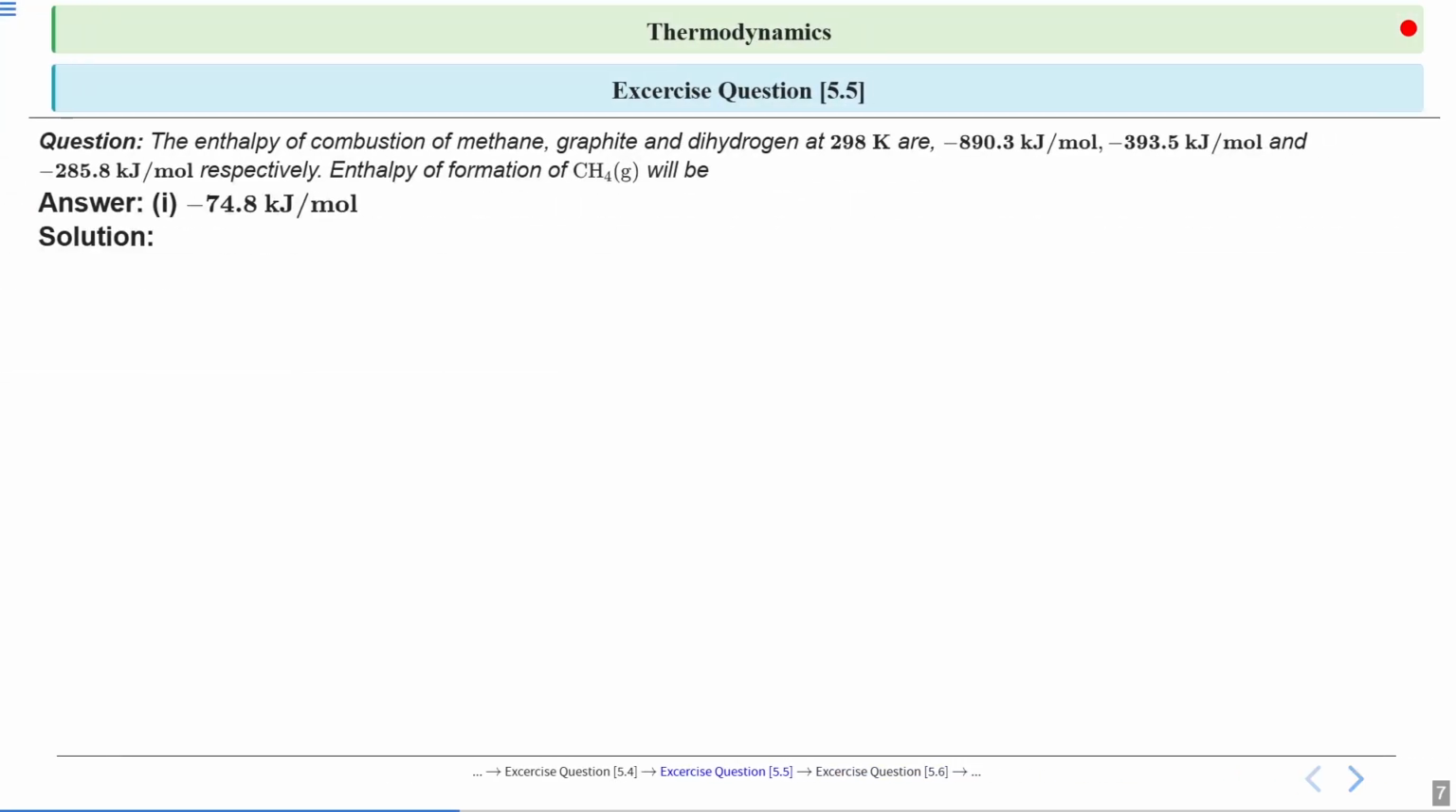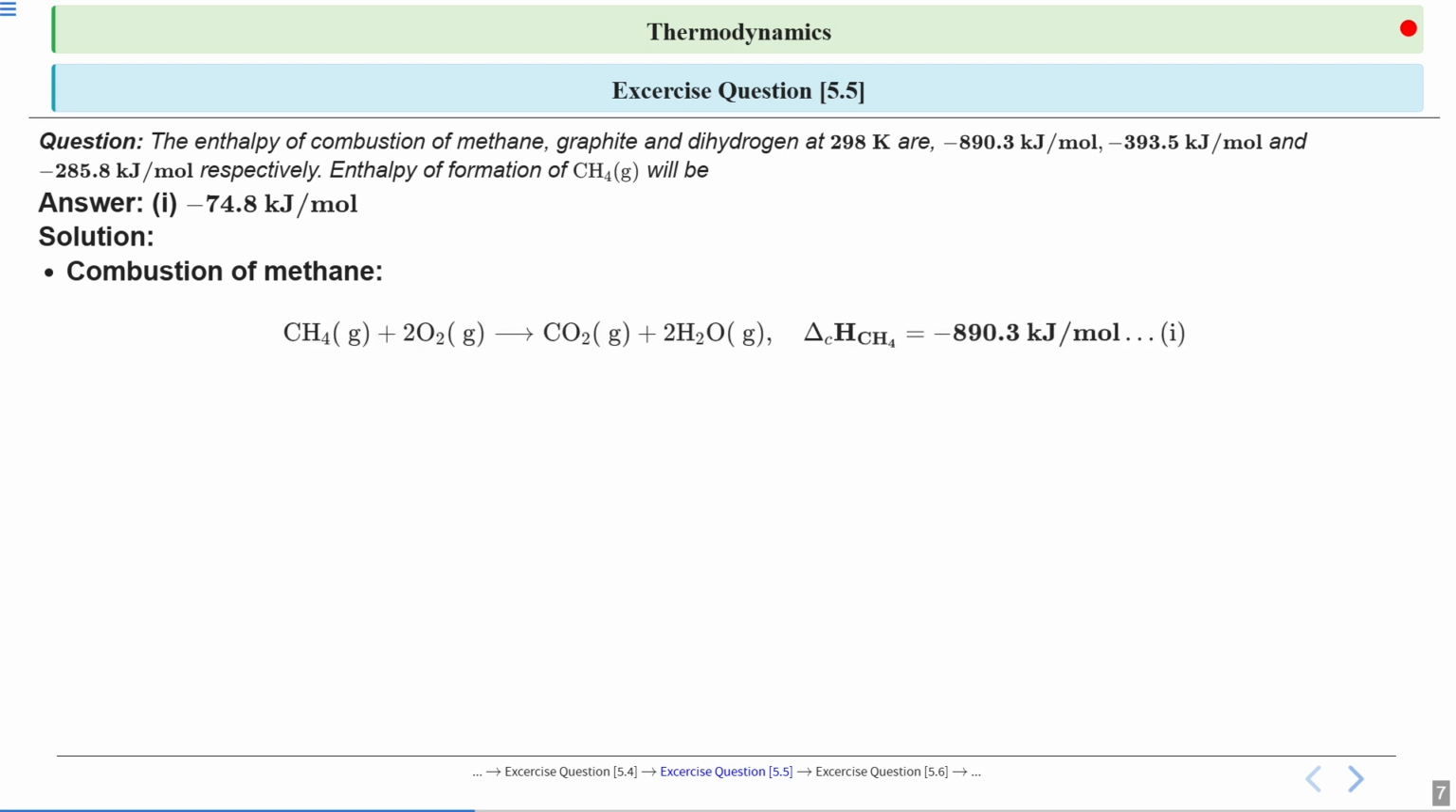The correct answer would be the first one, which is minus 74.8 kilojoule per mole. How will we solve it? In the question, we are given the combustion of methane. Its value is minus 890.3 kilojoule per mole. For the combustion reaction, what do we write for the thermochemical part? It's very simple. We take 1 mole of methane and burn it with oxygen to give carbon dioxide and water. The next thing you have to do is balance the equation.